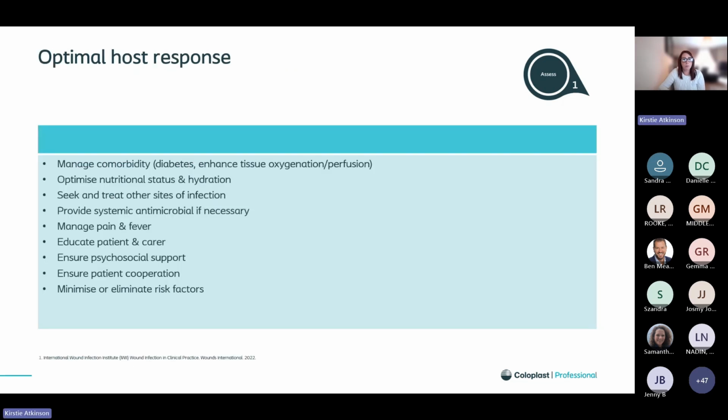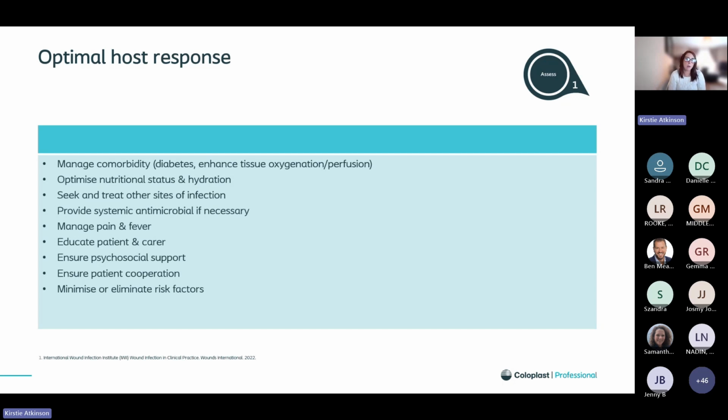In order to combat them, we really need to make sure we've got an optimal host response. So this is about the individual. We want to manage their comorbidities, make sure their diabetes is as well controlled as it can be, their blood sugars, and whether they're taking insulin and doing it properly. We also want to optimize nutritional status and hydration, making sure they're getting the right levels of protein as well as enough water. If they have got another infection, we need to seek and treat it and make sure they're on the right treatment for that infection. Provide a systemic antimicrobial or antibiotic if necessary.